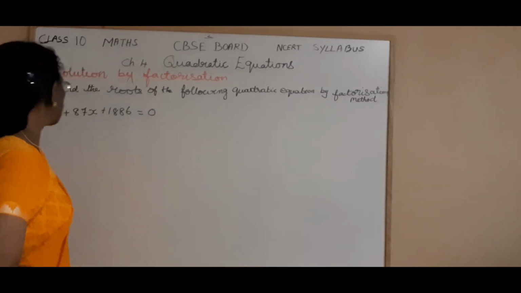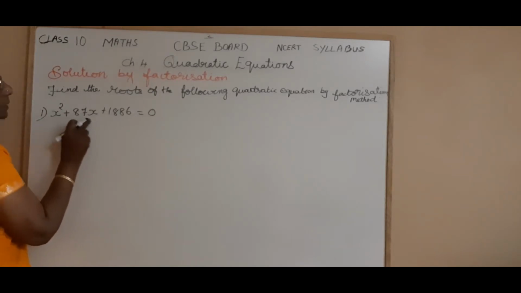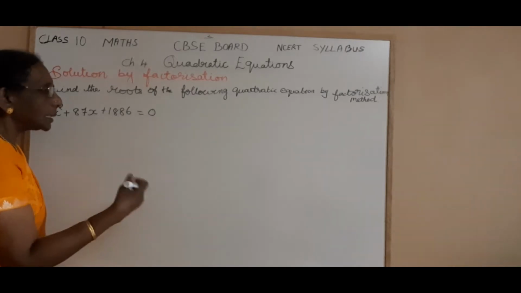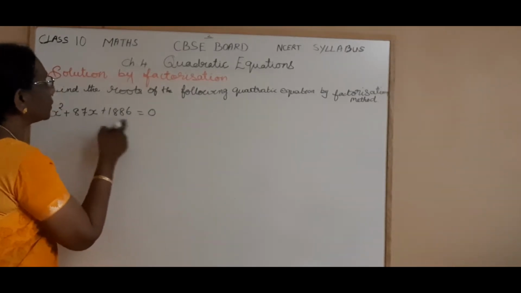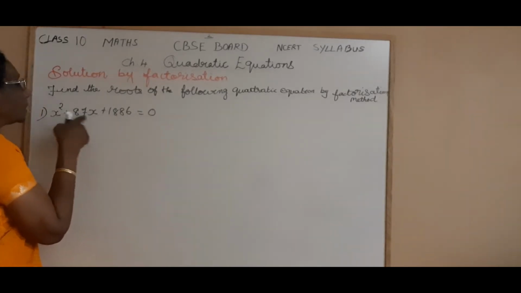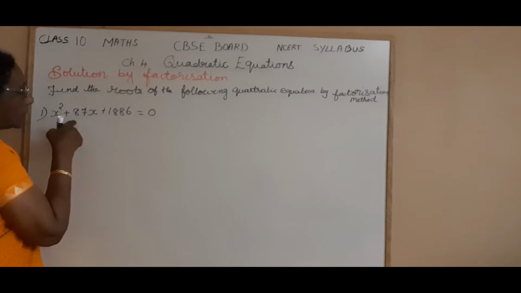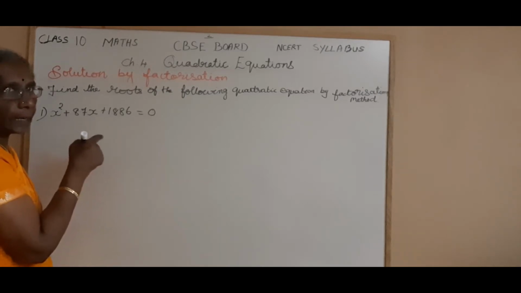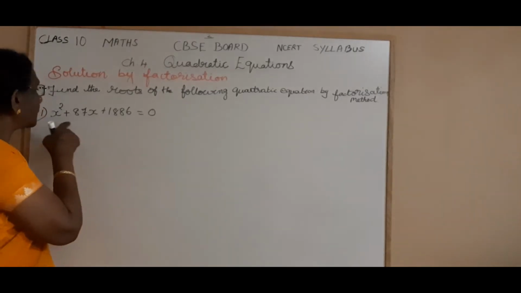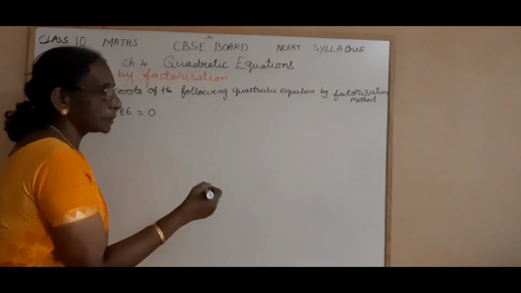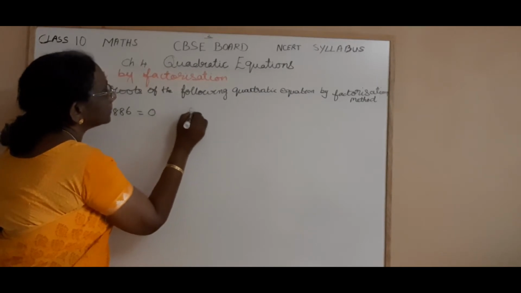Okay, first question is, you have to factorize x squared plus 87x plus 1886 is equal to 0. No need to write px and qx. So you know the product is 1886. You have to add to split the middle term, that is px and qx should be added, and both should be positive because this is positive and this is positive. All of you know that basic, isn't it? We have done many sums. So now you do the factorization.